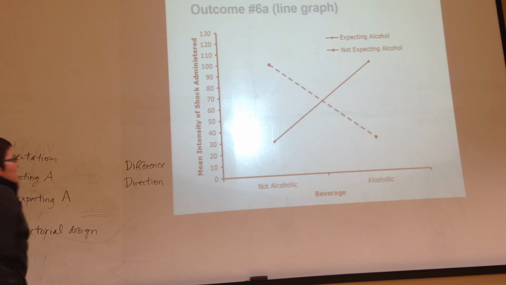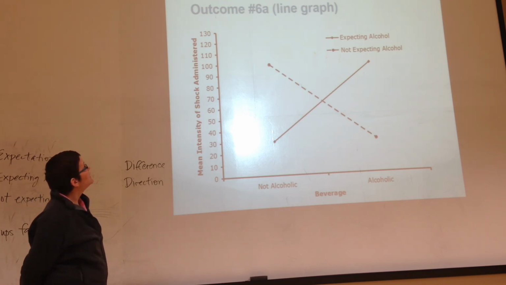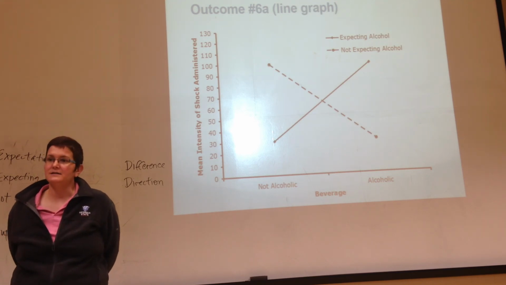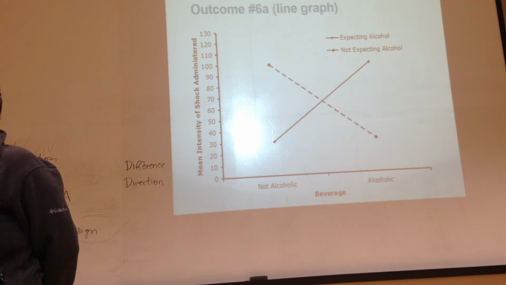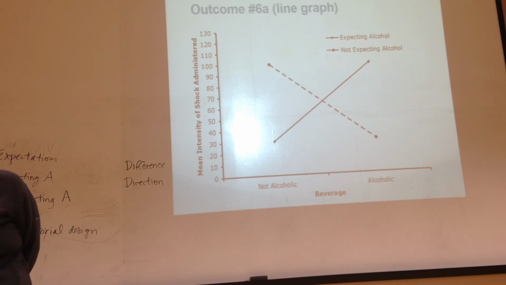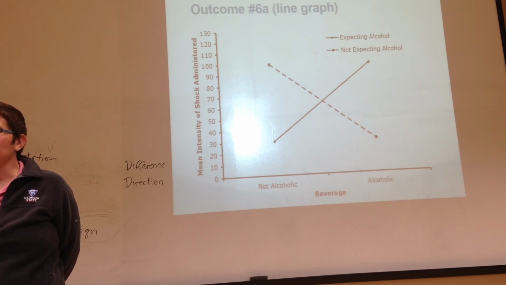Basically what this means is, let's look at the combination. People who were not expecting alcohol and didn't get alcohol shocked a lot. The people who were expecting alcohol and got alcohol shocked a lot. So what this graph shows us is that if you got what you expected, you were mean. And if you didn't get what you were expecting, you were nice.